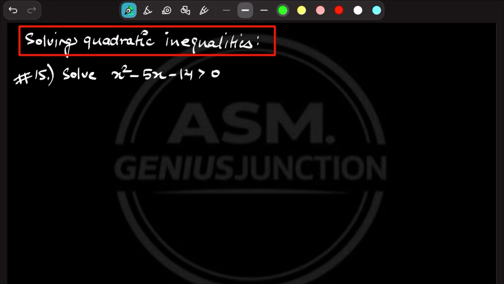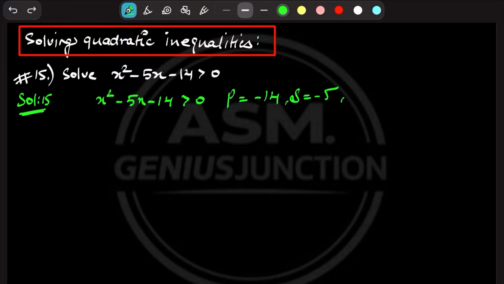What we need to do is use the middle term splitting concept to solve the given quadratic function. So I will write x square minus 5x minus 14 is greater than 0. I need two numbers whose product should be equal to minus 14 and their sum should be equal to minus 5. The two numbers are going to be 7 and 2.